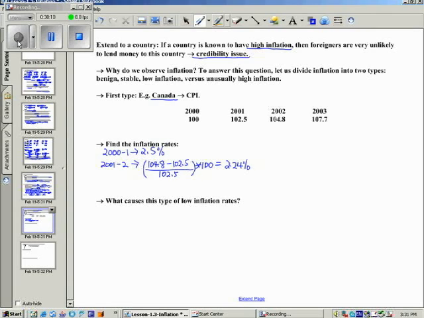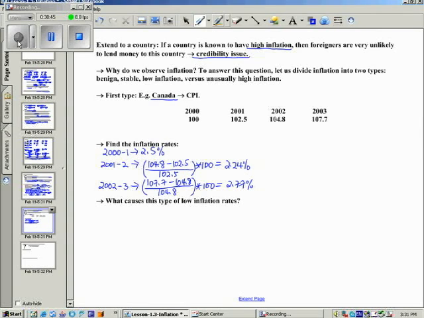in terms of inflation. I can do one more from 2002 to 2003. Same fashion, 107.7 minus 104.8 divided by 104.8 times 100. This will turn out to be around 2.77% inflation rate. Quite stable, 2 point something percent year to year.